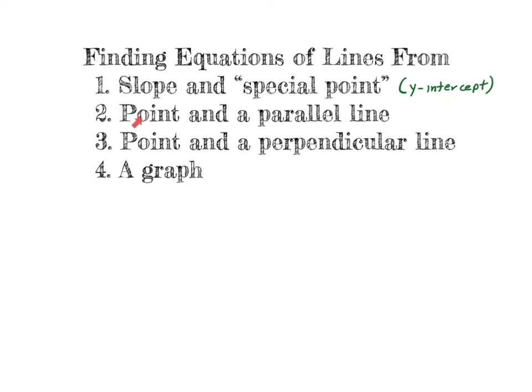The second type of problem we'll be looking at is you'll be given a point and a line that you're parallel to, and then find that new equation for that other line. You'll be given a point and a line you're perpendicular to, and then lastly you'll find the equation of a line based on its graph. All right. So let's look at special case number 1, the easy problem.